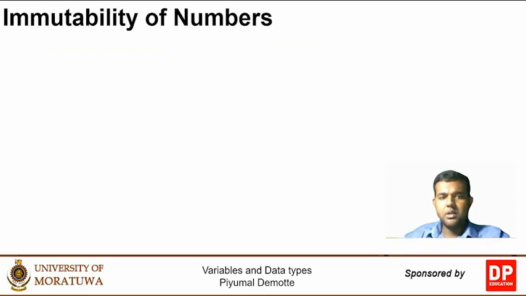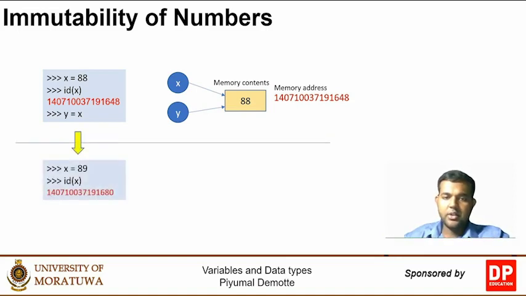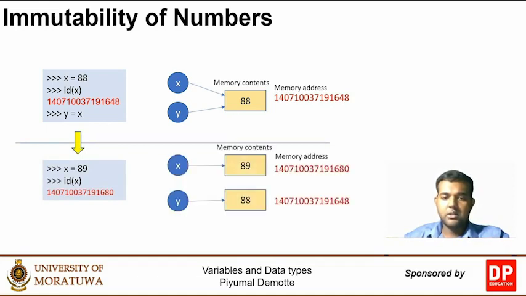Let's try to understand the previous example in depth. When we create a variable x with value 88, it has created an integer object with the given memory address or identity. When we evaluate the expression y equals x, there is no need to create a new object, and Python will assign the same object to y as well. Since numbers are immutable, when we change the value of x to 89, it will create a new integer object and assign x to the new object, while y will remain the same. Therefore, the identities have changed.